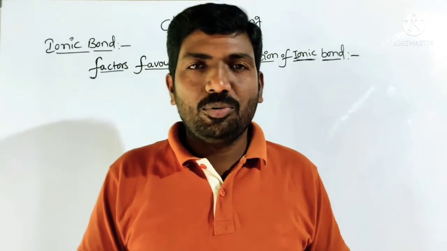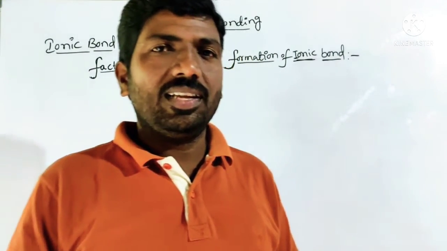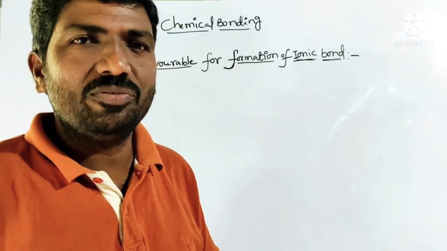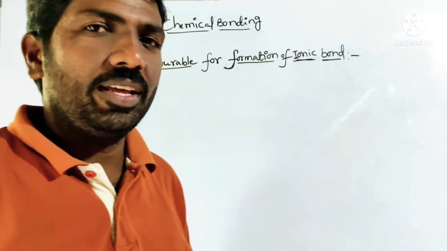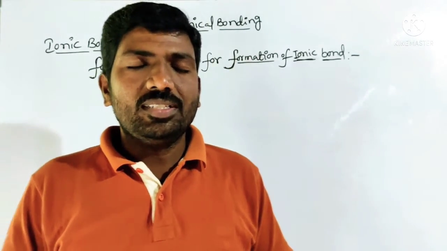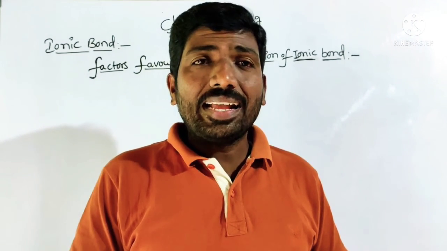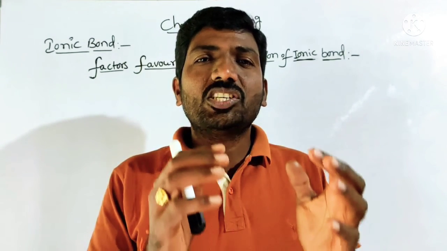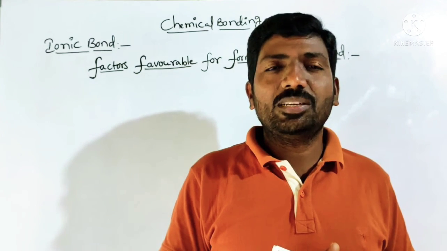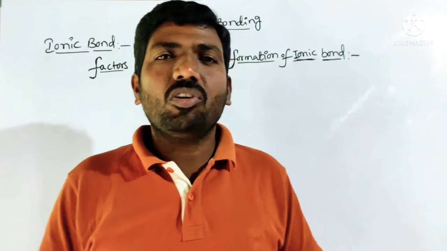Today we will discuss ionic bond formation in chemical bonding. How is an ionic bond formed? What is the definition of an ionic bond? Ionic bond means the force of attraction between two oppositely charged ions. The force of attraction between two oppositely charged ions, we will call an ionic bond.